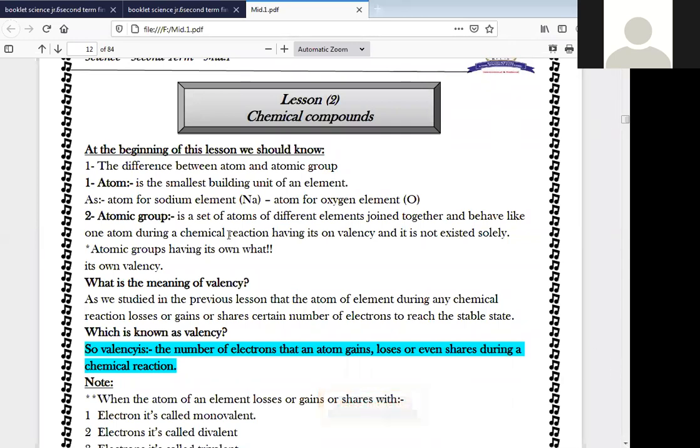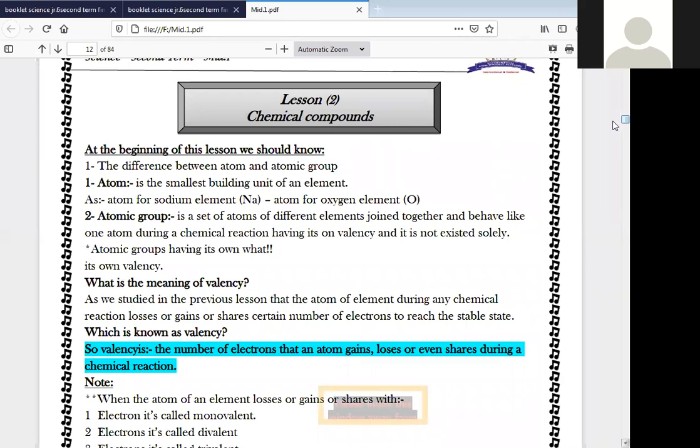So atomic group is a set of atoms of different elements joined together, behaving like one atom during the chemical reaction. Now I have an atomic group during the chemical reaction. I will take the valency of all of the atomic group by the meaning of what? The valency is the number of electrons that an atom gains, loses, or shares in the chemical reaction.